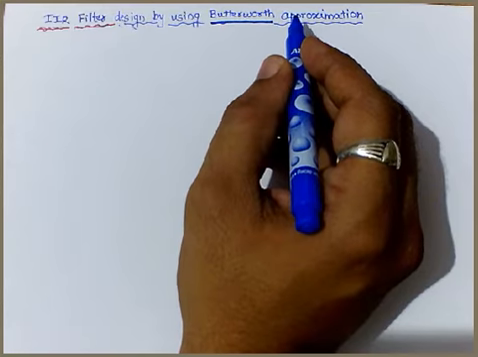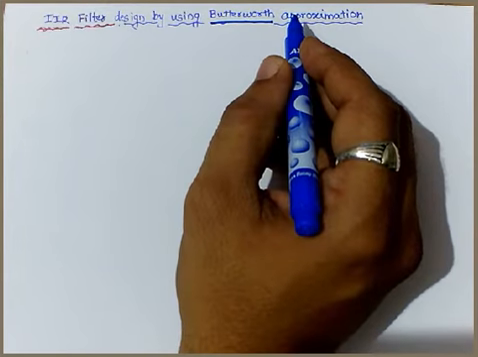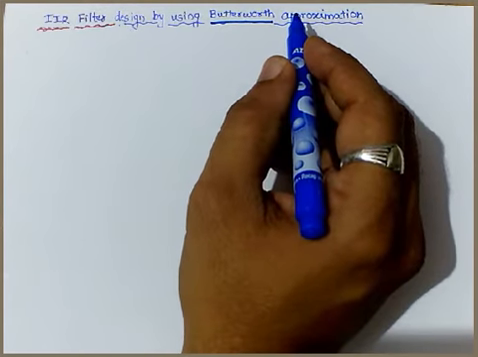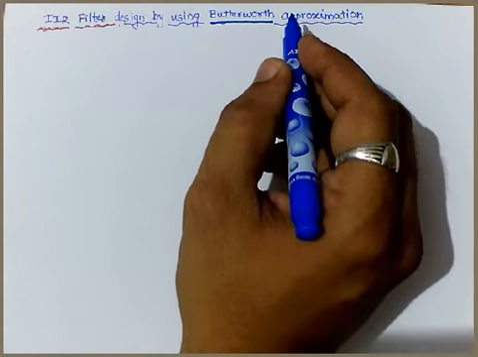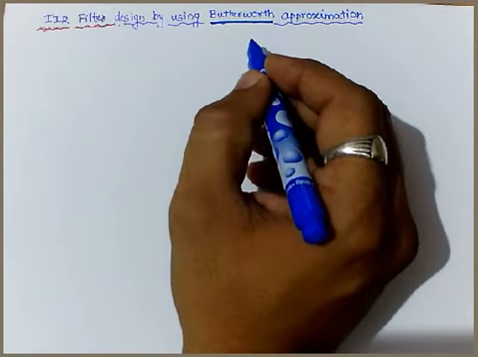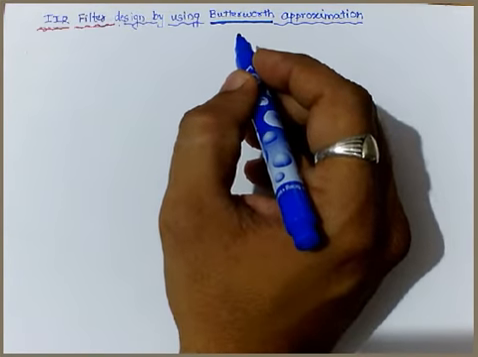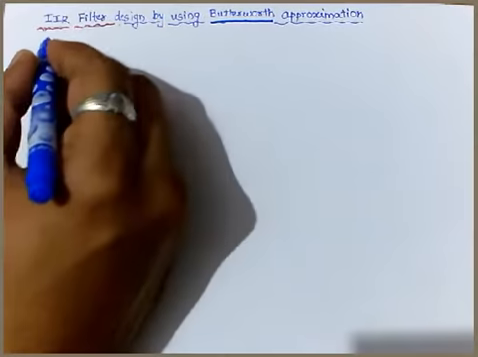Now the obvious question will be, why approximate any filter, for example the analog filter? The approximation is required because the practical characteristics of the filter are not the same as the ideal characteristics. So that is why the approximation is required. Now let's see first of all the Butterworth filter.